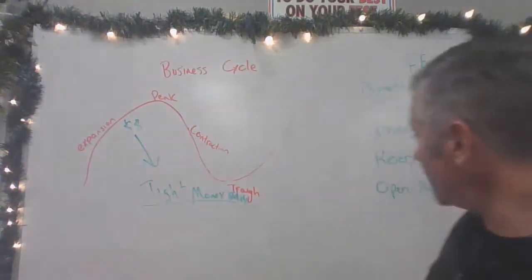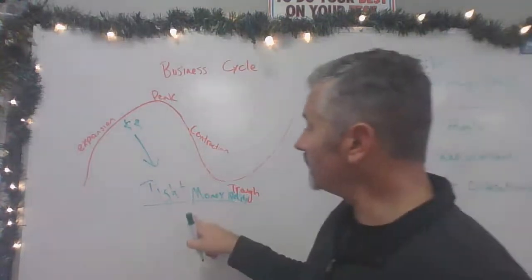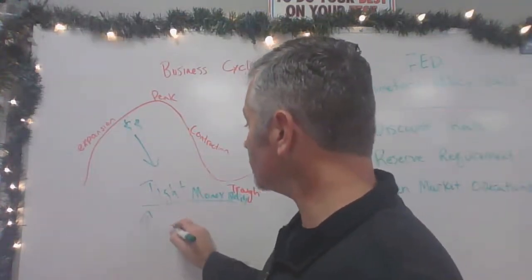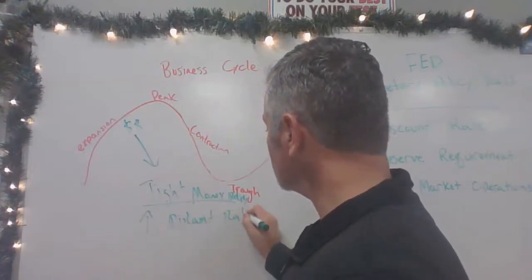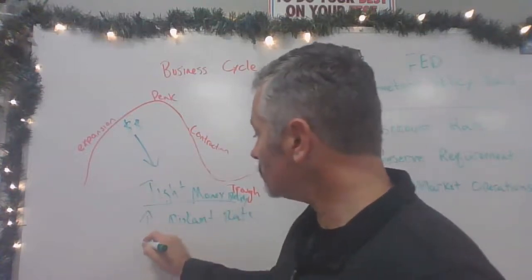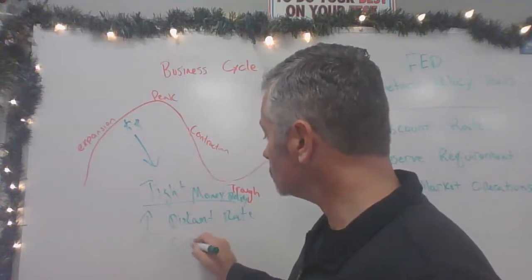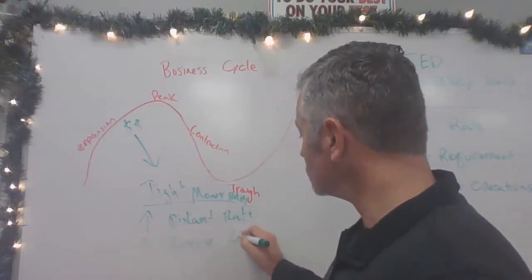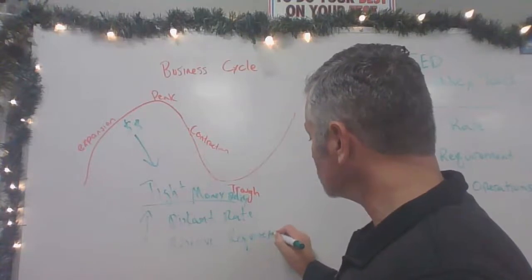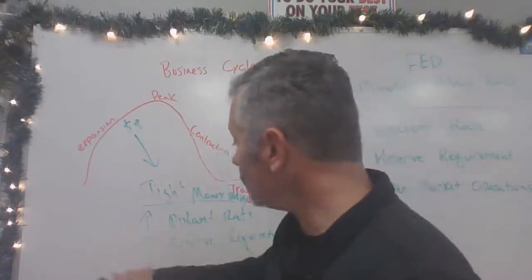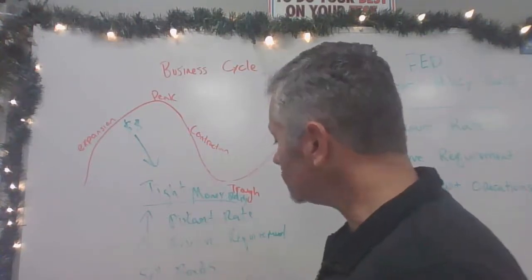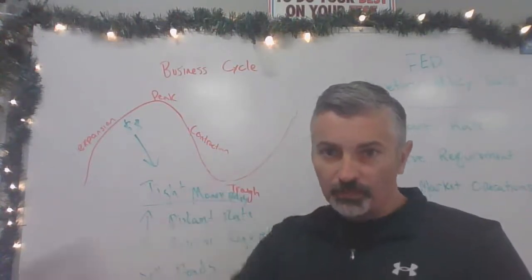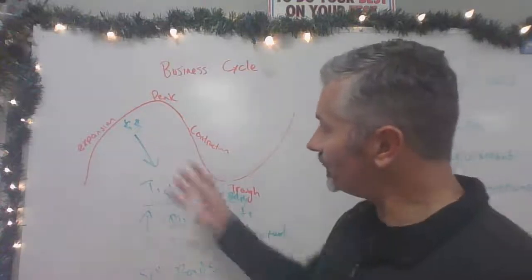All right, and so what would they do in a tight money policy? So the discount rate, they would increase it. It'd go up. Reserve requirement would go up. All right, and then what they would do is they would sell bonds, right? So they take money out of people's hands and put a bond in their hands. Get money out of the economy.